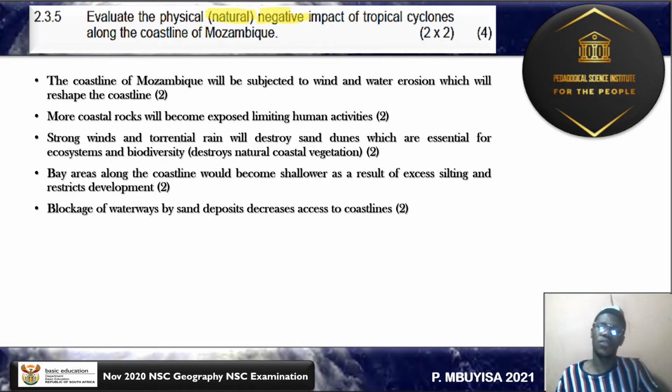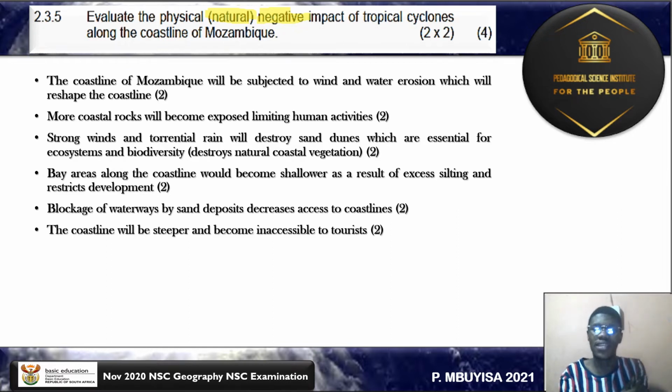Remember, when a tropical cyclone comes, everything floods, and water systems and pipes will be destroyed as a result of this, because even trees are uprooted, so they may damage pipes and destroy the water quality as a result. And we say that the coastline will become steeper and inaccessible to tourists. Why? Because it is deformed as a result of the tropical cyclone, so it is eroded severely, and that may make it to be.